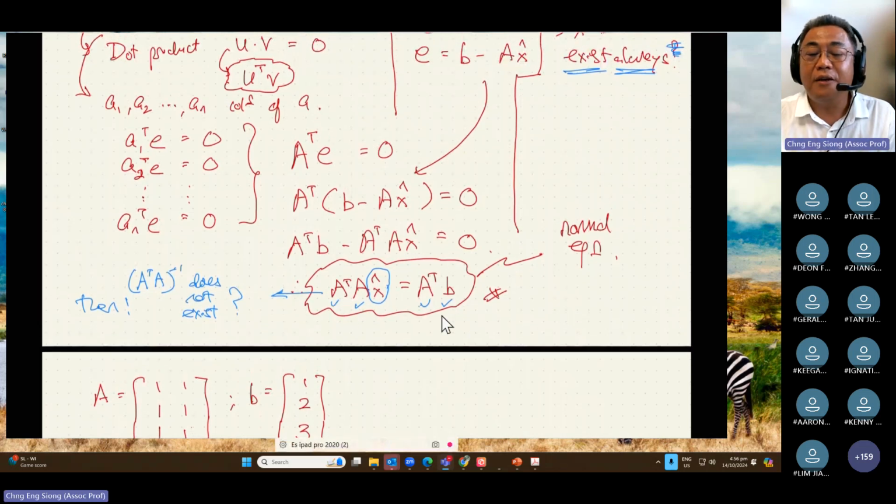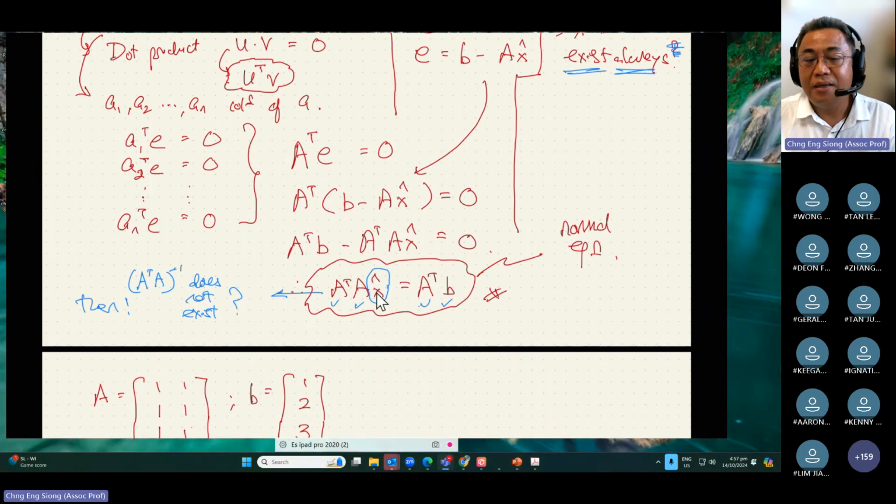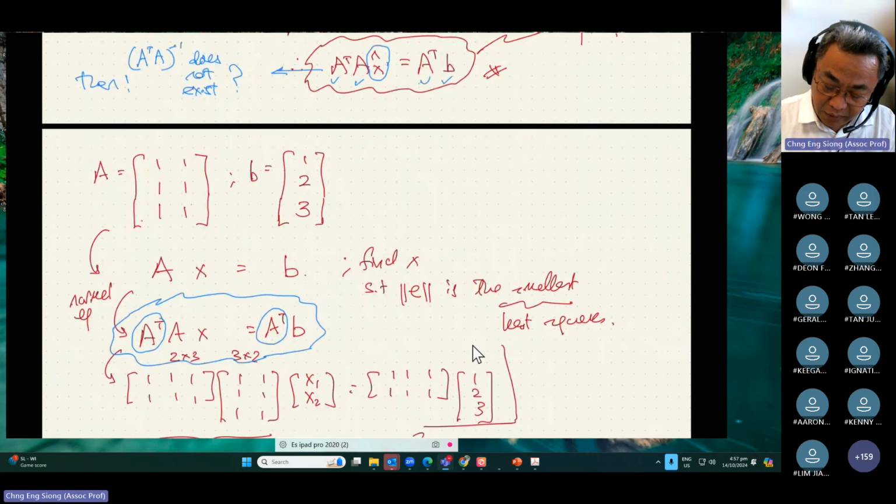This is an equality, right? Therefore, we can always find an x hat such that we can multiply by the column space of A transpose A to get A transpose b. That's the key idea. So normal equations is wonderful. All right.